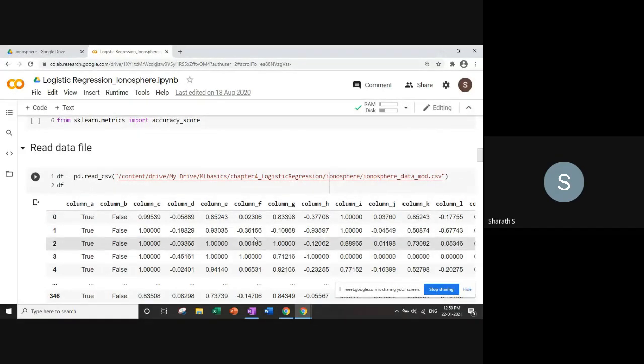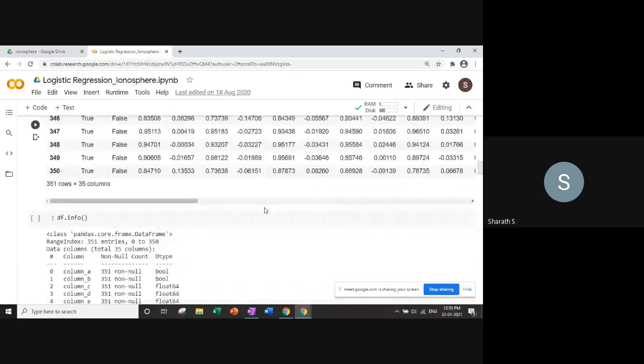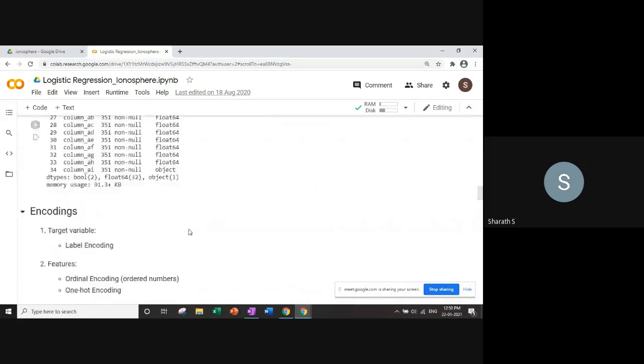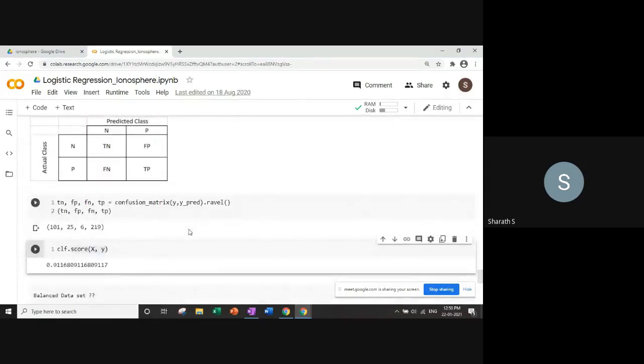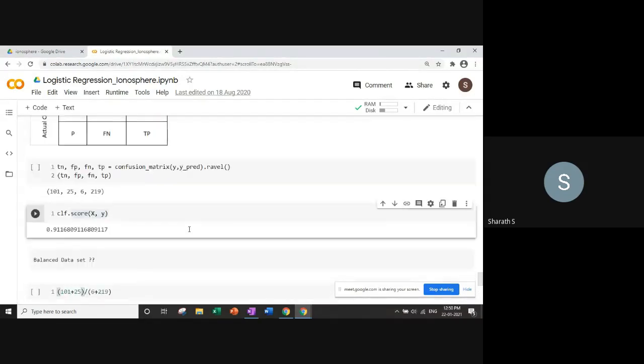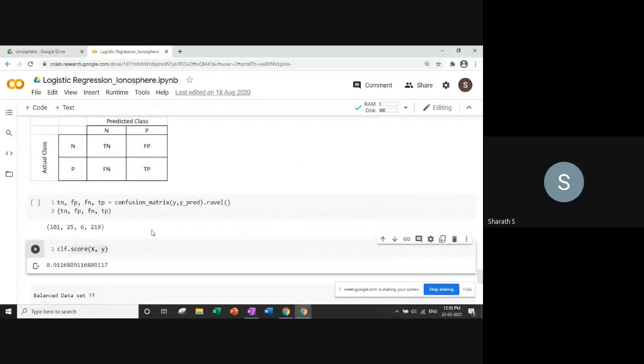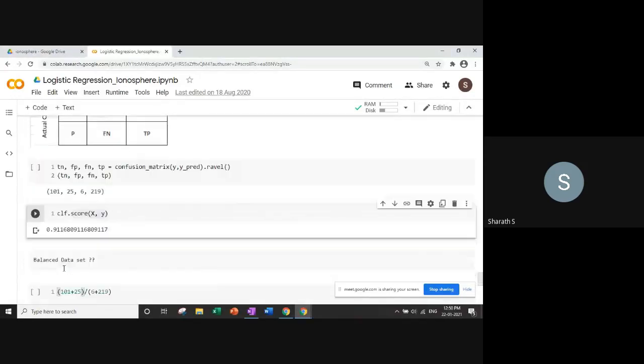So suppose you're going to get a set of measurements tomorrow, and you don't want to do the experiment, and you still want to predict something related to the ionosphere. You can just use your model, which has a training accuracy of 91%, and then predict whatever you want without actually doing an experiment. So this is where the true application of machine learning comes.